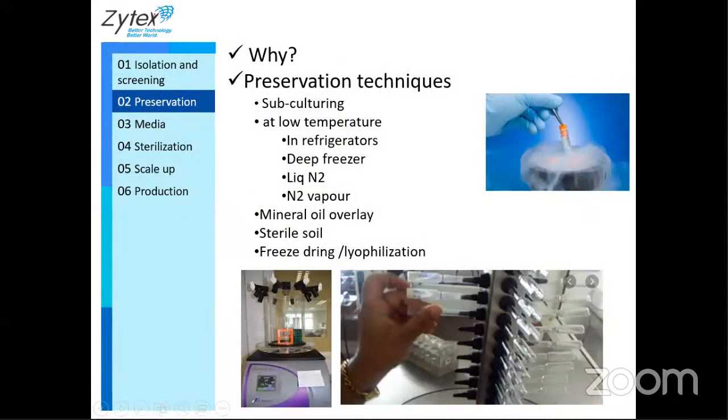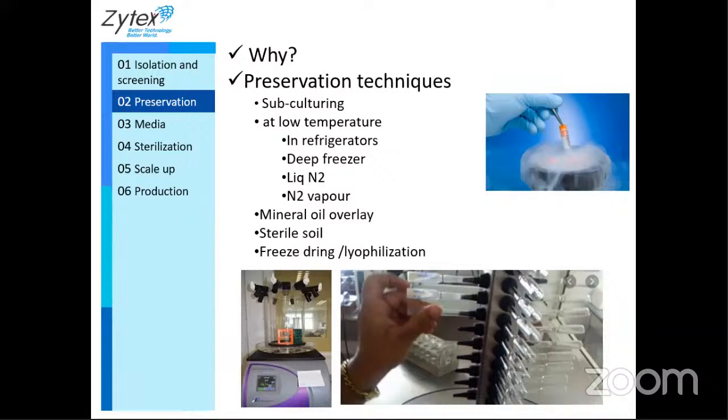Yeah. So second is preservation. Now, why do we want to preserve? Because mostly what happens, if I regularly subculture it in lab, then the viability of the culture may be lost. That is, if I subculture it, I will use agar plates and the plate may get desiccated and I may not be able to re-isolate the culture from the plate. So I need to maintain viability.